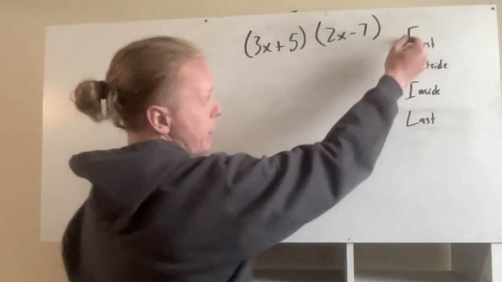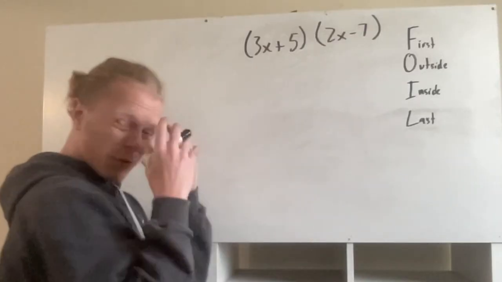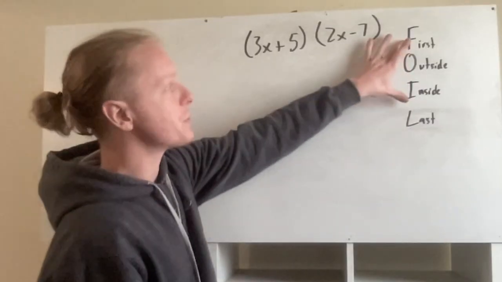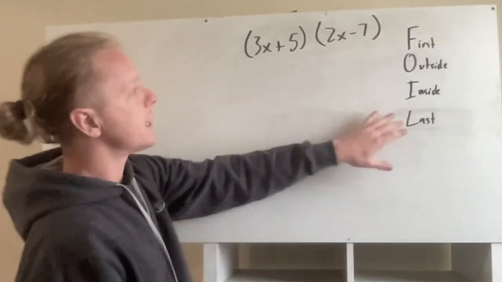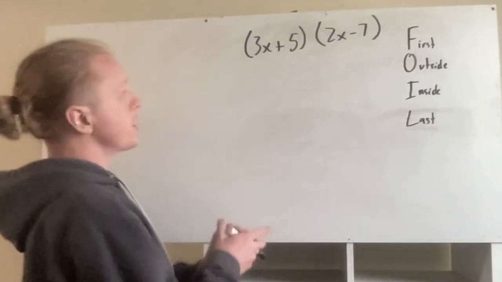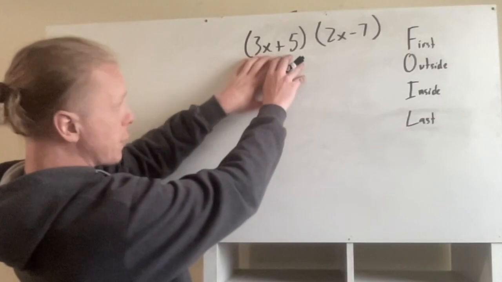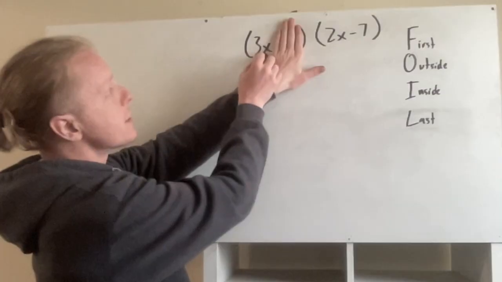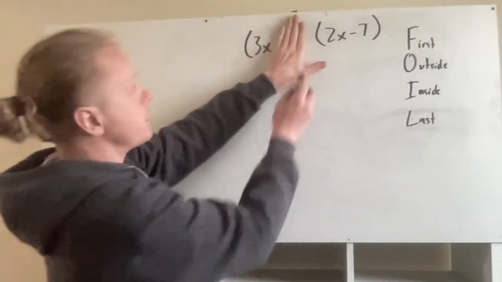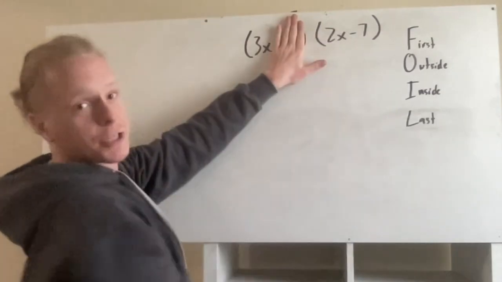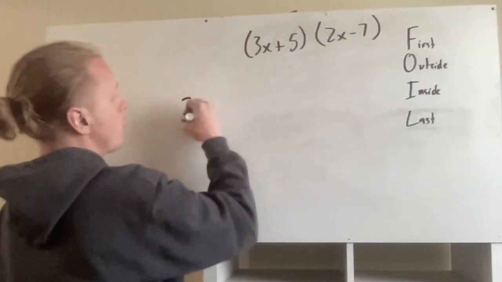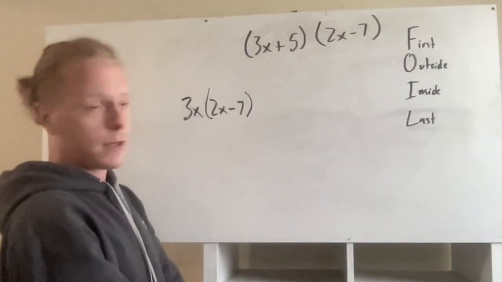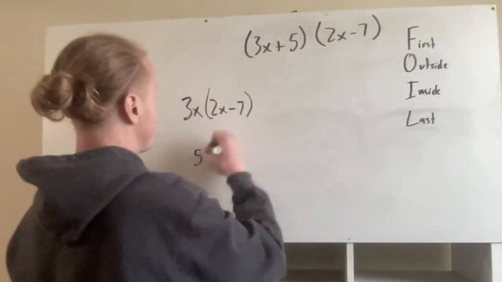The acronym that we can remember, but also I think if you understand the process, you don't need to remember this acronym, is FOIL, which stands for first, outside, inside, last. But basically what we're going to do is start with the first binomial and, one term at a time, first with the 3x and then with the 5, we're going to distribute it into the 2x minus 7 just like we did before, right? So we take the 3x and we multiply it by everything that's inside the other parentheses. And then we'll do the same thing for the 5 as well.